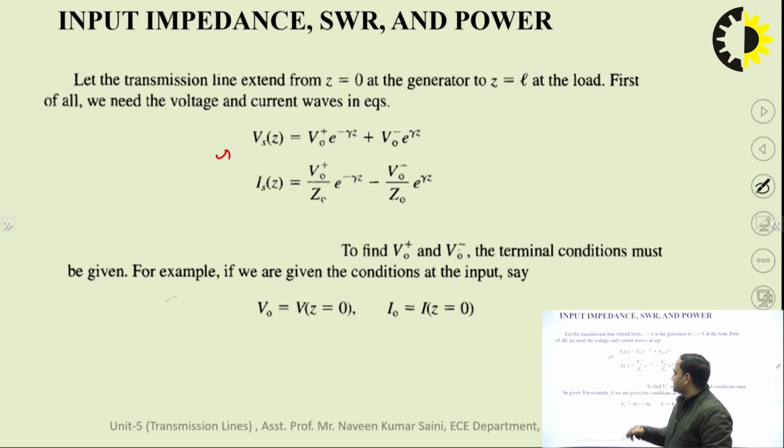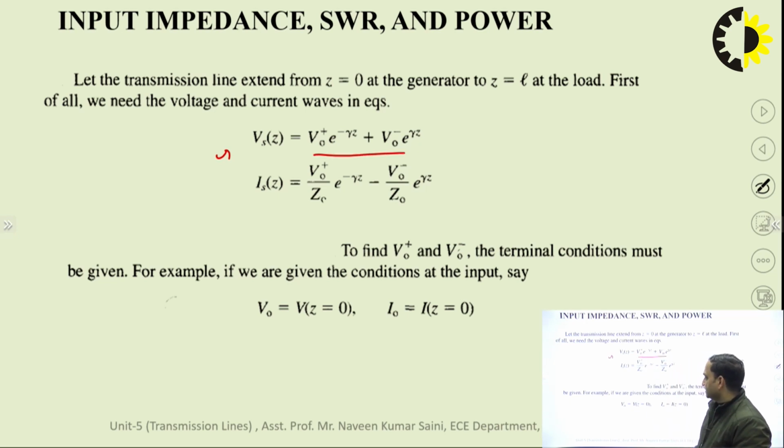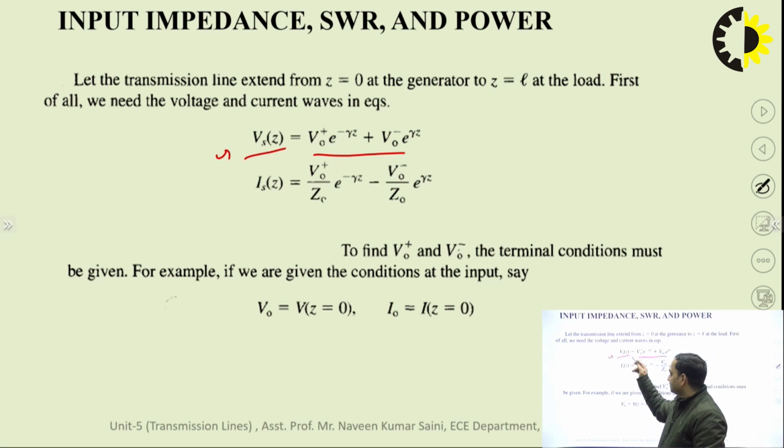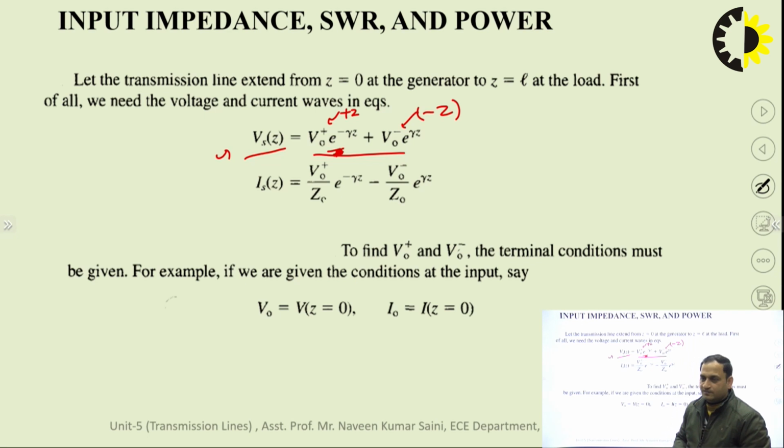the voltage equation is Vs(z) = V naught plus e to the power minus gamma z, and so on. The significance of this equation is that at an instant the voltage is Vs, and it is equal to V naught plus e to the power minus gamma z. So what is this representing? This represents the wave propagating in the plus z direction. This section is for the wave propagating in the plus z direction, and this one is the wave propagating in the minus z direction, due to which the standing waves will be generated.